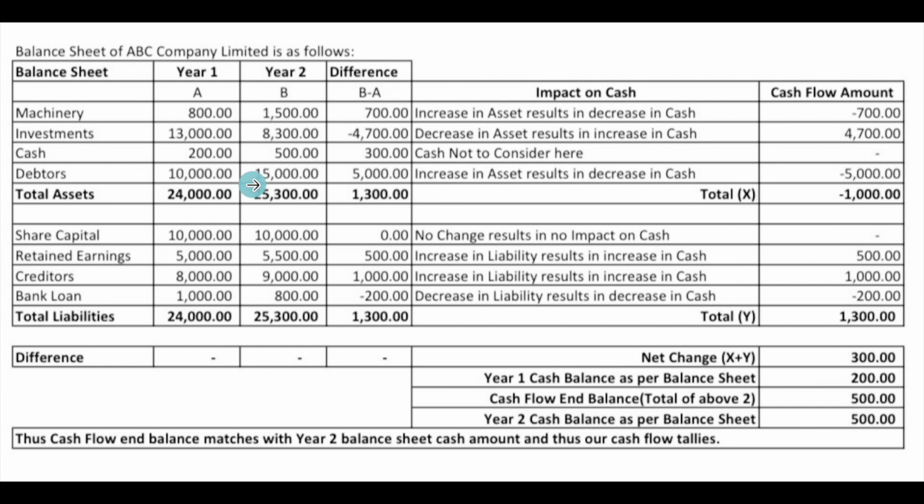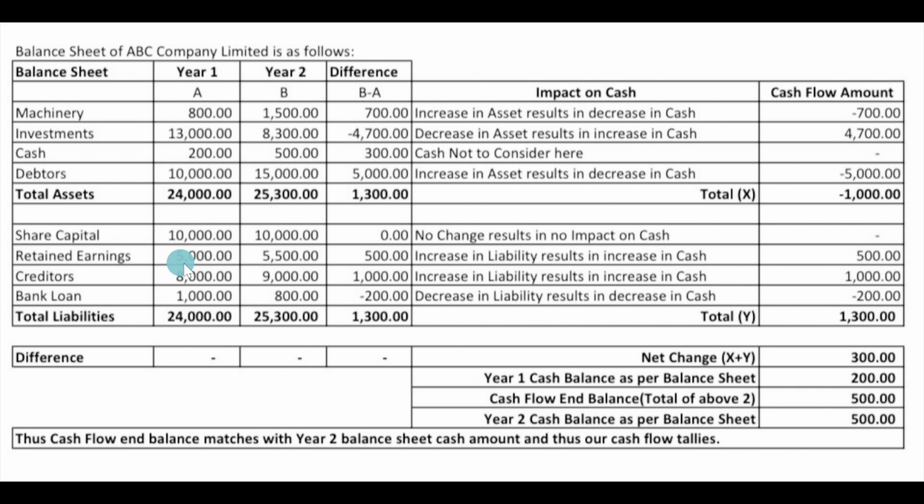Debtors 10,000 in year 1 and 15,000 in year 2. So difference is 5,000. So increase in assets result in decrease in cash, and hence it is minus 5,000. So total of all these items is minus 1,000. Now let us consider balance sheet liability side. So share capital in year 1 is 10,000, year 2 is 10,000, difference is 0. So no change results in no impact on cash, and hence it is dash.